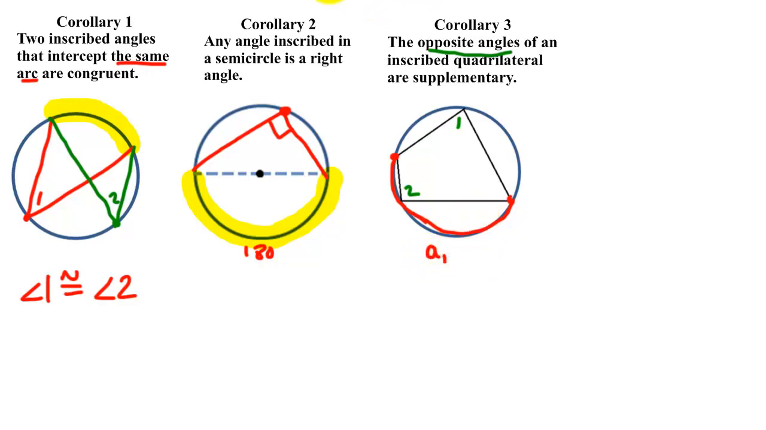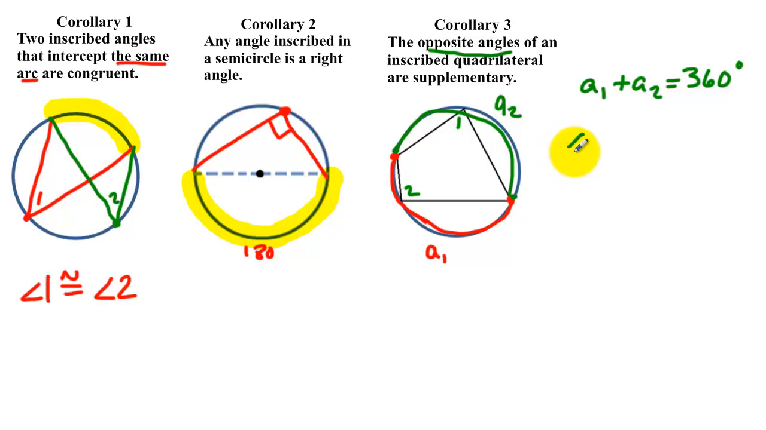Angle 2 is inscribed from this point to the same point. So right here, this is our arc number 2 for angle 2. Well, what do you notice about arc 1 and arc 2? Arc 1 plus arc 2 together make the whole circle. They're making 360 degrees.